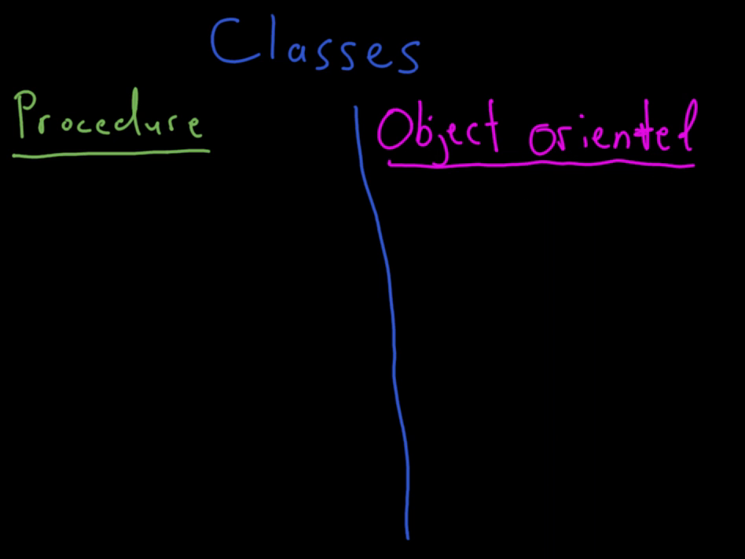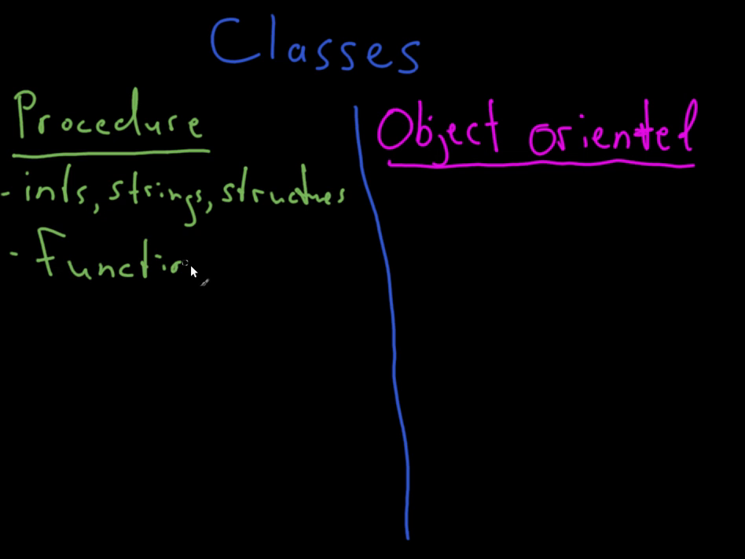So in procedural programming, we have data. We have our ints, strings. We have our structures. And so that's our data. And then we also have functions. Hopefully that makes sense. There's a clear distinction between data and functions. So object-oriented programming is actually not that dissimilar.